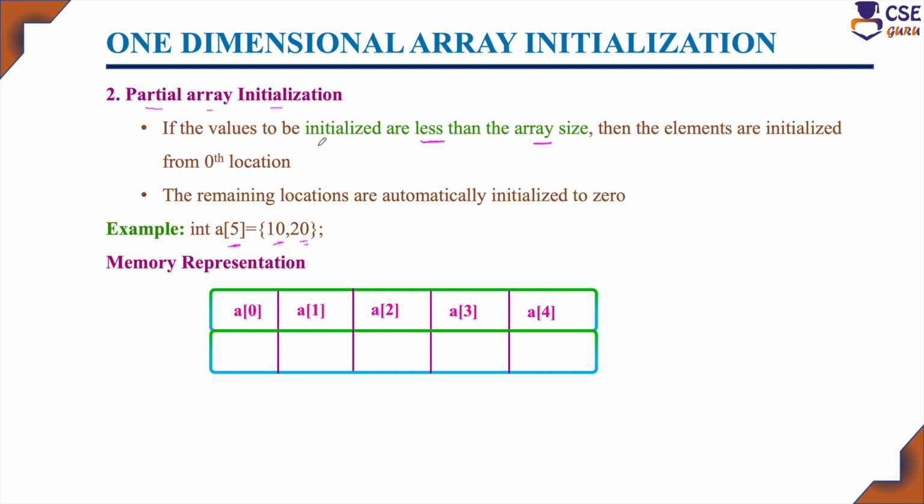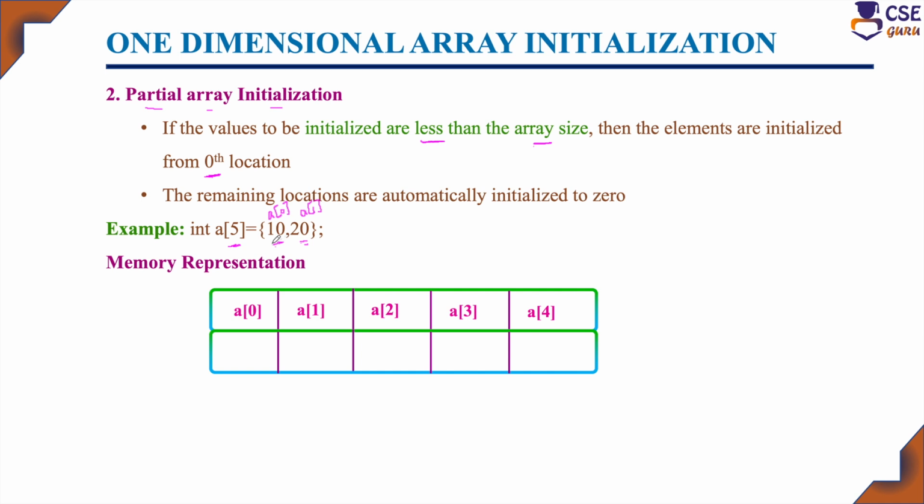Okay. So, if the initialization is done less than the array size, the elements are initialized from the 0th location. See here, we have not specified any index. We have specified only 2 values. So, how will it be assigned to the array? It will be assigned from the 0th location. So, this will be A of 0 and this will be A of 1. That is, you cannot skip the starting location. The array will be initialized from the starting location.